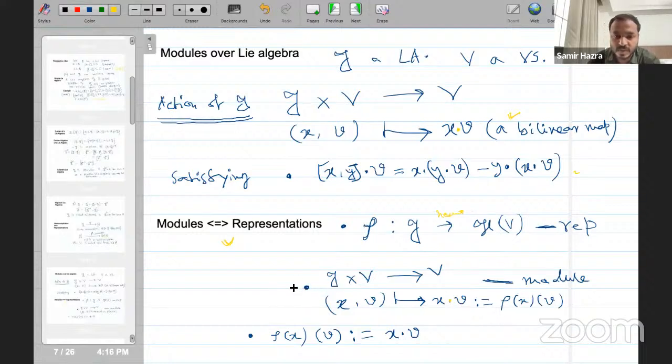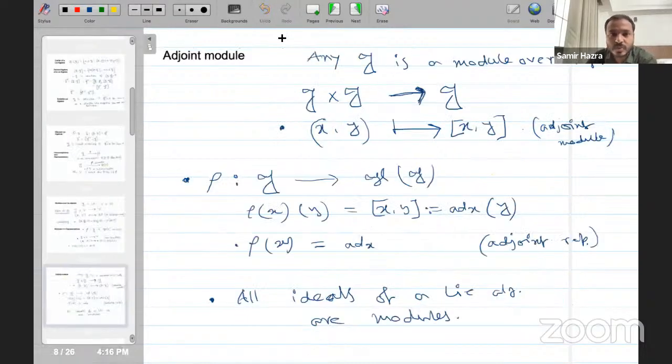Now, if a module is given, from there also we can write the representation rho. So if the module is given, how do we write the corresponding representation rho? Basically, to describe rho, you have to define rho(x), which is a linear operator, and what happens when it acts on v. So rho(x)(v), you can simply define to be the action of x on v, and it will be a homomorphism from G to gl(V), and therefore a representation. So basically, modules and representations are the same thing. Okay, so for any Lie algebra now, if you ask what are the modules, one obvious module is G itself.